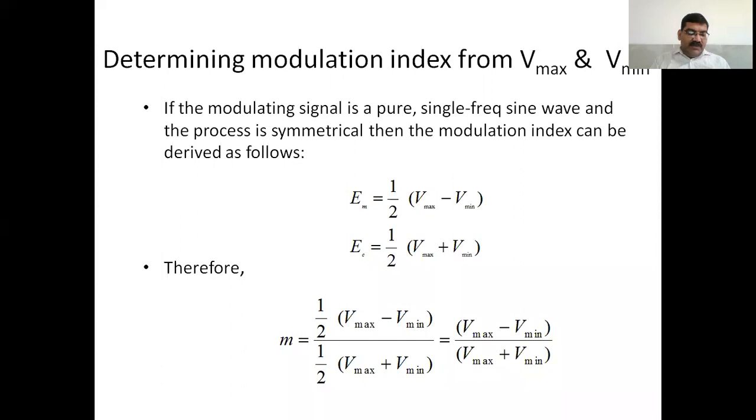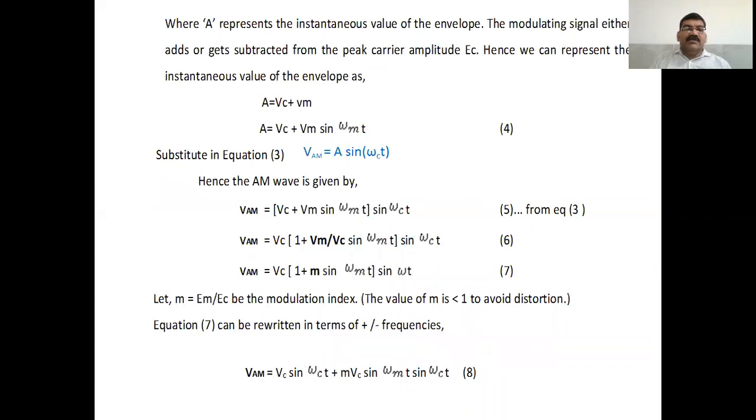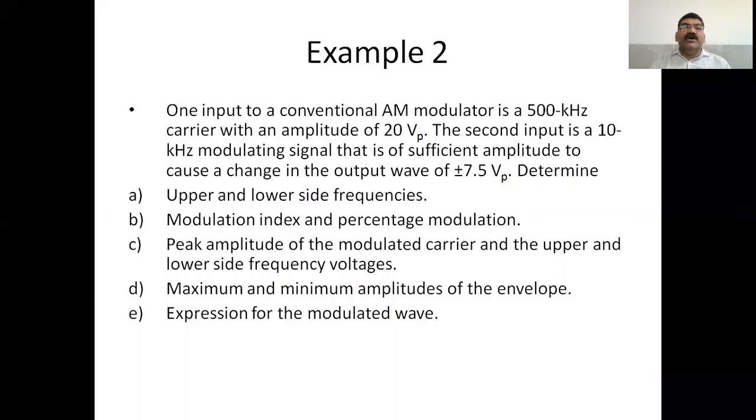20 minus 7.5, and divided by 20 plus 7.5, that is 27.5. So it is 0.4545. Meghna has given the correct answer. So in terms of percent, it is 45.45%. Yes, correct. So you have to consider in what way the answer is asked.